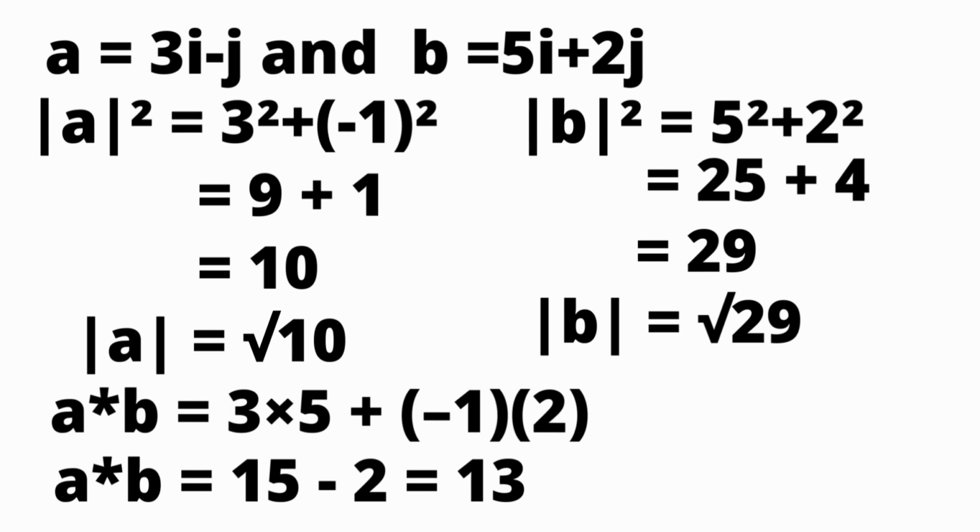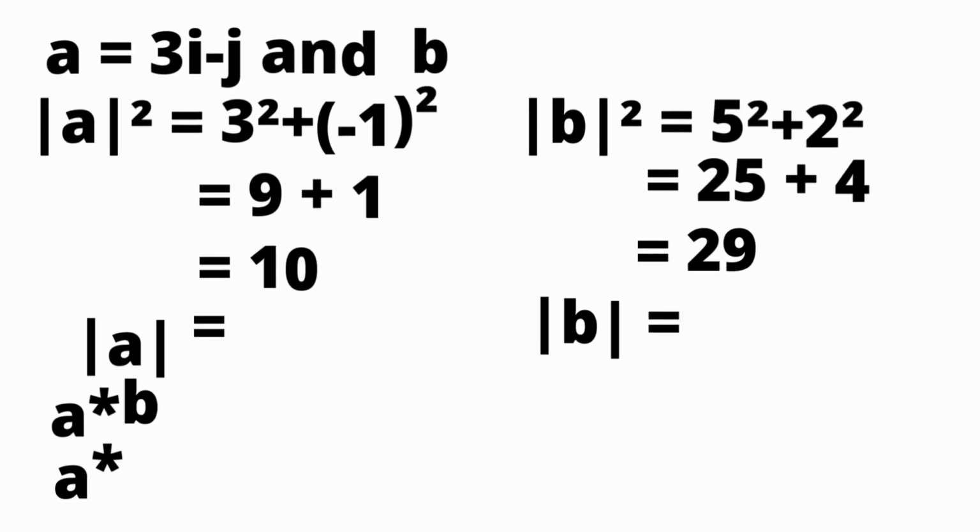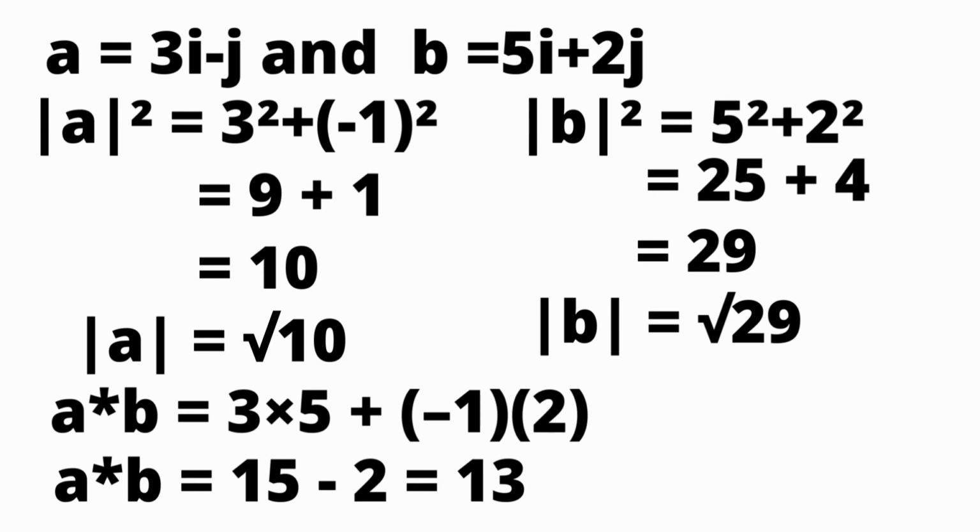The square of the magnitude of a is equal to 3 squared plus minus 1 squared, is equal to 9 plus 1, which gives us 10. Therefore, the magnitude of a is equal to square root of 10. The square of the magnitude of b is equal to 5 squared plus 2 squared, which is equal to 25 plus 4, and that gives us 29. The magnitude of b is therefore the square root of 29.